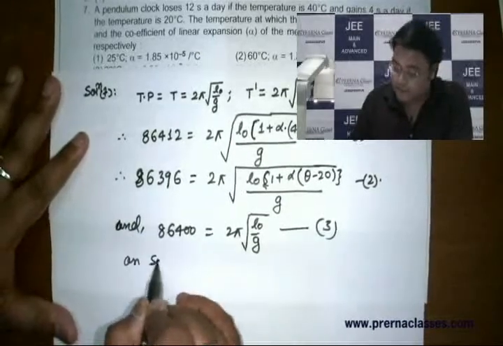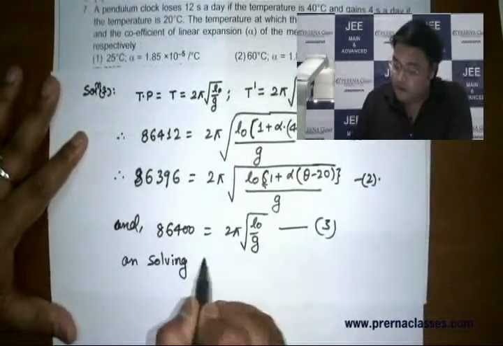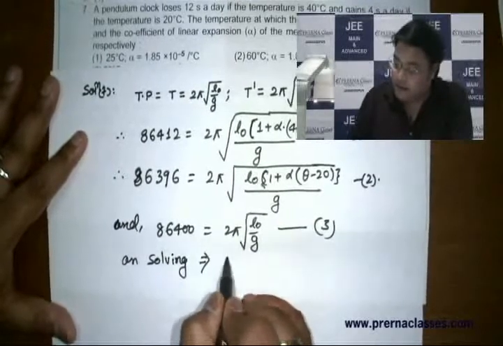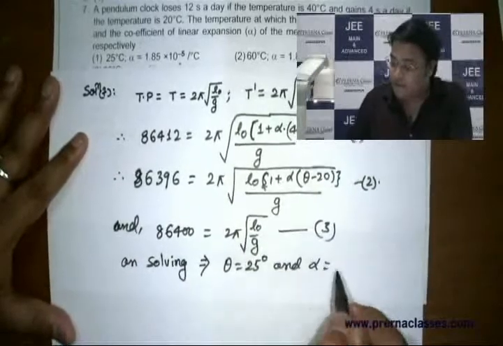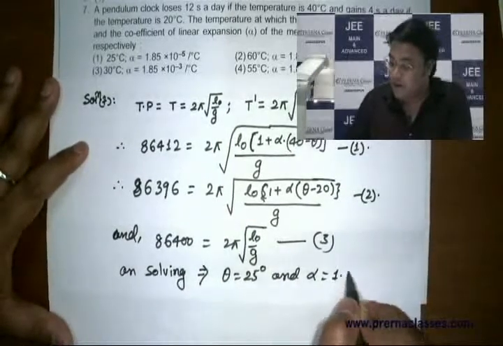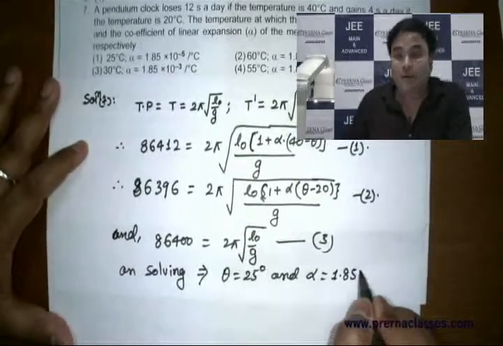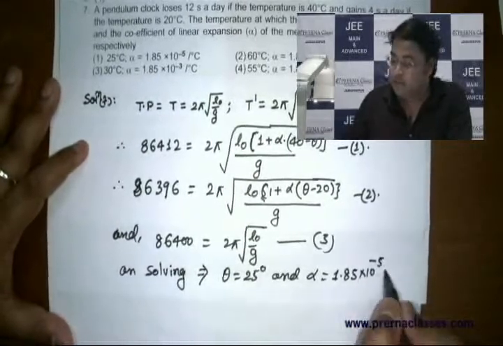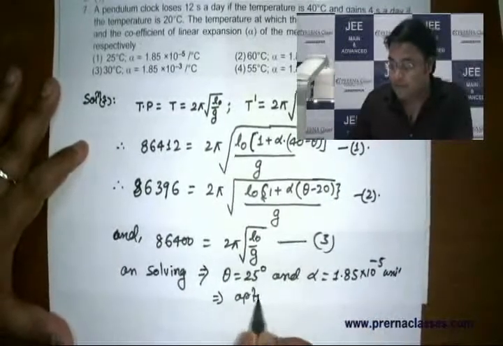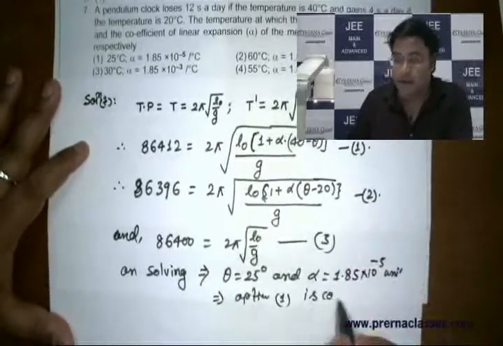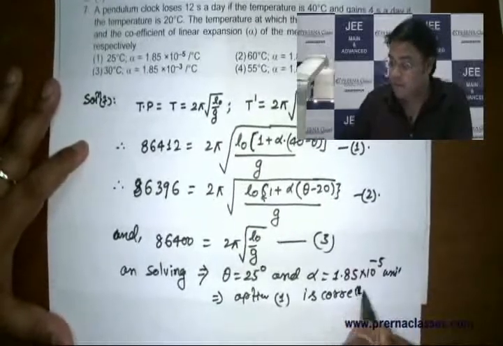On solving, it comes theta equal to 25 degrees and alpha equals 1.85 into 10 to the power minus 5 per unit. Clear? So that implies option 1 is correct. It may also be solved in another way, an alternate method.